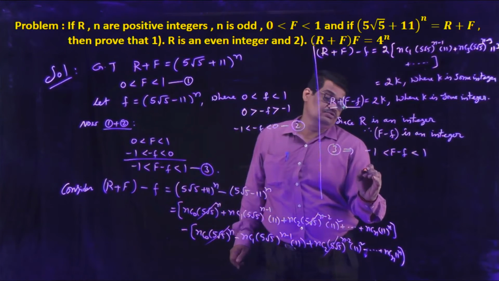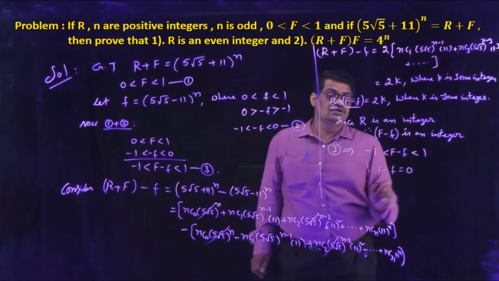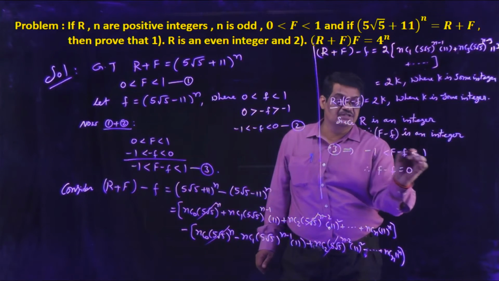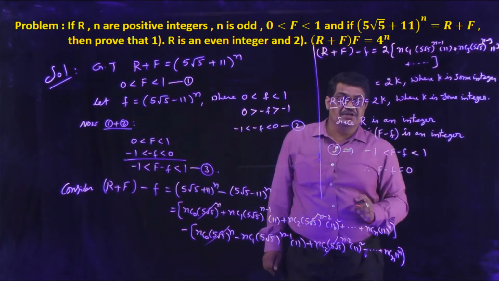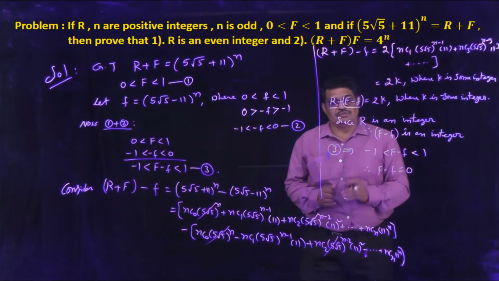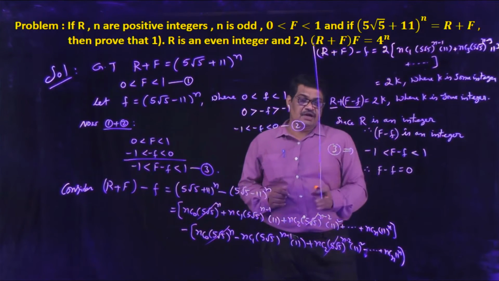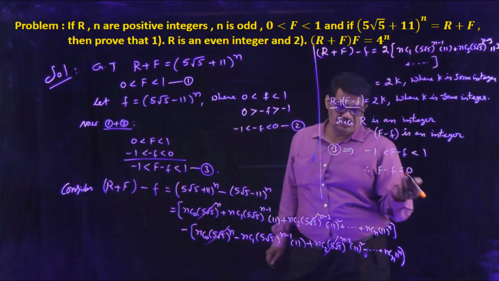From these two we are getting capital F minus small f is equal to 0. So it is an integer and it lies between minus 1 and plus 1. It must be an integer between minus 1 and plus 1, and the integer is 0. So capital F minus small f is equal to 0. Therefore capital F is equal to small f.